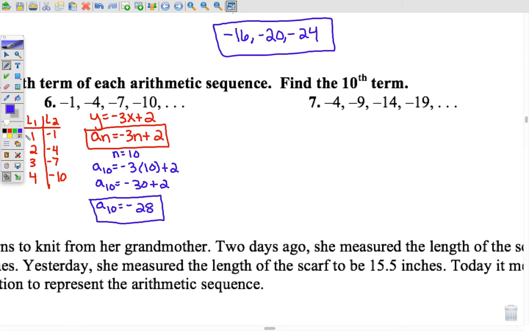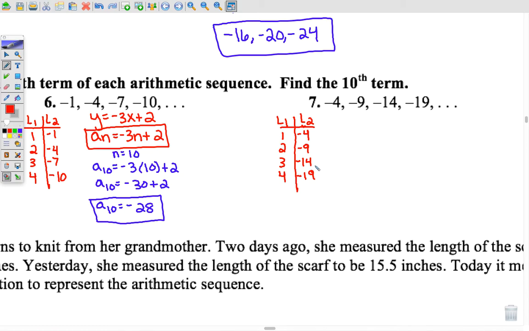Last one. So we have -4, -9, -14, and -19. Right? So for this one, I can see that I'm going down. So I'm subtracting a number, and the difference between all these is 5. So what we're going to do here, instead of having to go down by 5s all the way to the 10th term, we'll make an equation and we'll plug in 10 for n. So I'm dealing with 1, 2, 3, 4 numbers. And L2, we're going to put what those numbers are. So those numbers are -4, -9, -14, and -19.